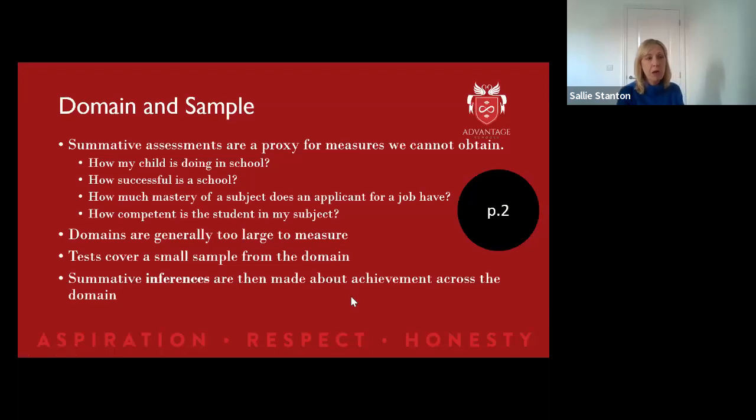So I'm going to give you a moment here, if you wish to just make a note in your booklet on some of that key language around domain and sample. So I'll just give you 30 seconds or so to jot down in your own words any thoughts you've got about capturing the meaning of those two terms.